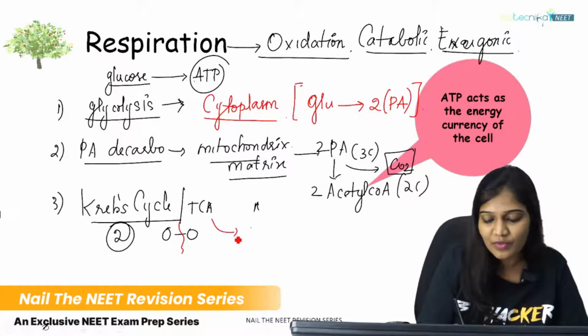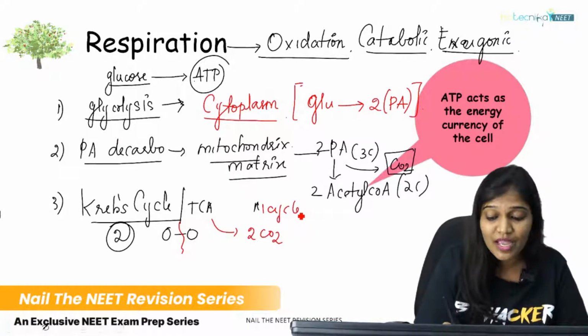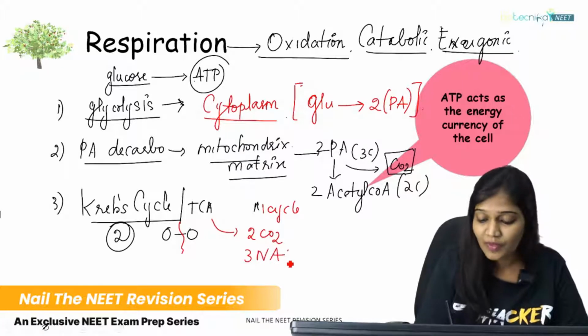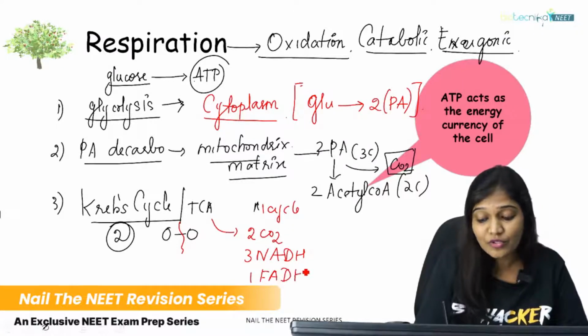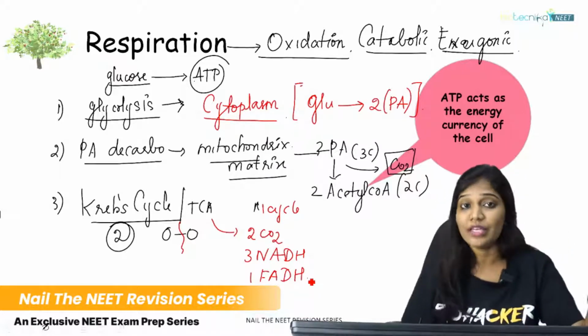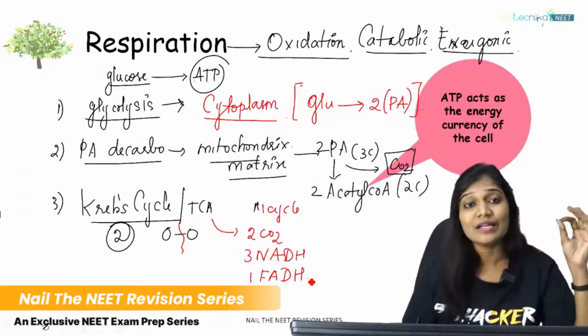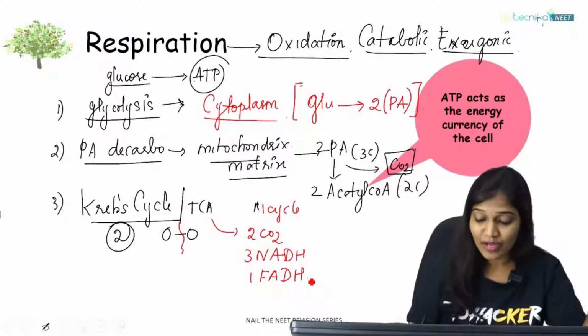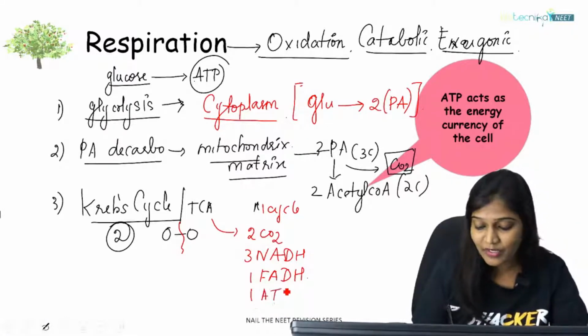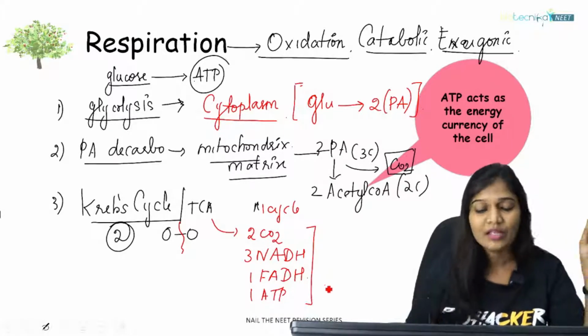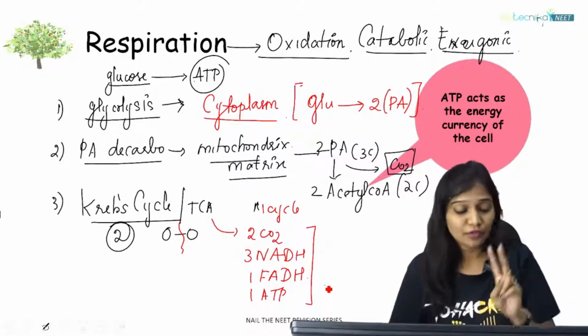In this reaction, for 1 cycle, there are 2 carbon dioxide, 3 NADH and 1 FADH2, and directly 1 substrate level phosphorylation. Very important point, you should remember: succinyl CoA to succinate, that is 1 ATP we directly got. This is for one cycle. We have calculated it for two cycles.